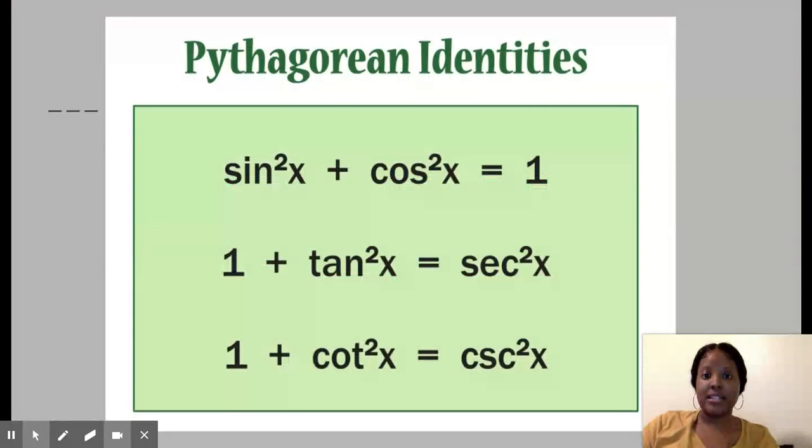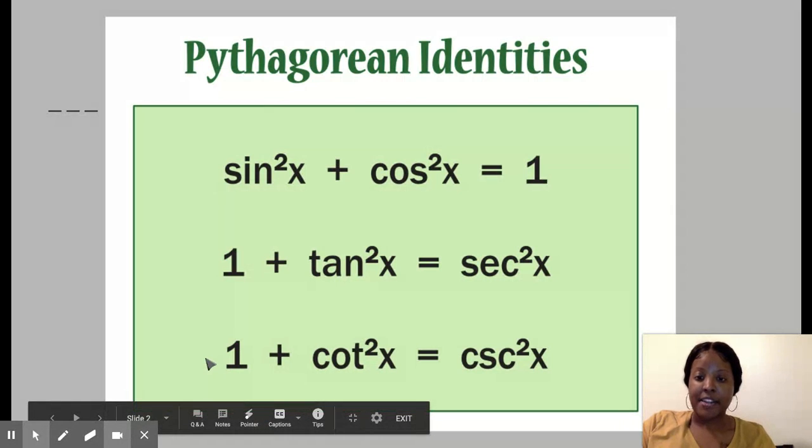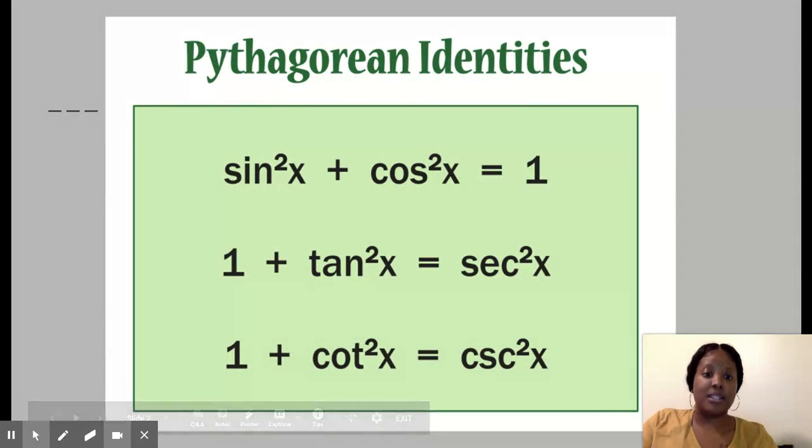All right, Pythagorean identities. The first one is sine squared x plus cosine squared x is equal to 1. The second one is 1 plus tangent squared x is equal to secant squared x. And the third one is 1 plus cotangent squared x is equal to cosecant squared x.